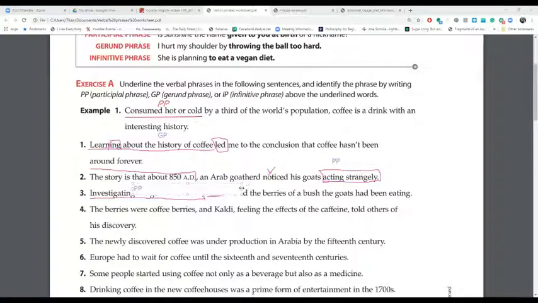It is modifying the noun Kaldi. Kaldi is a person. This is the goat herd that we're talking about. So it's modifying a person. It's modifying a noun. It is an adjective. So it is a participle phrase.